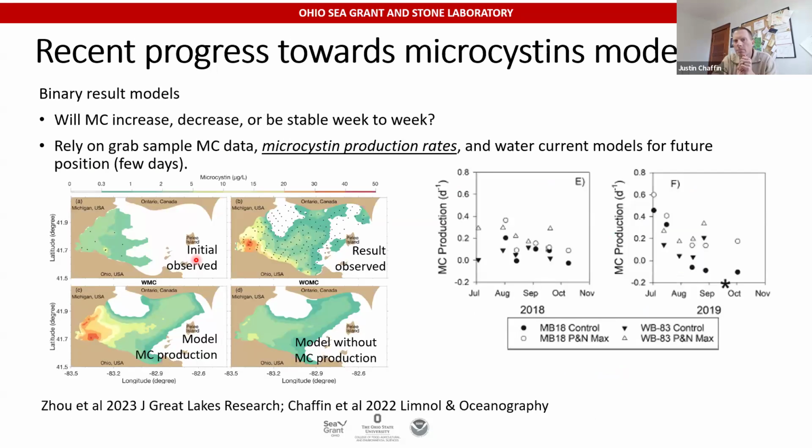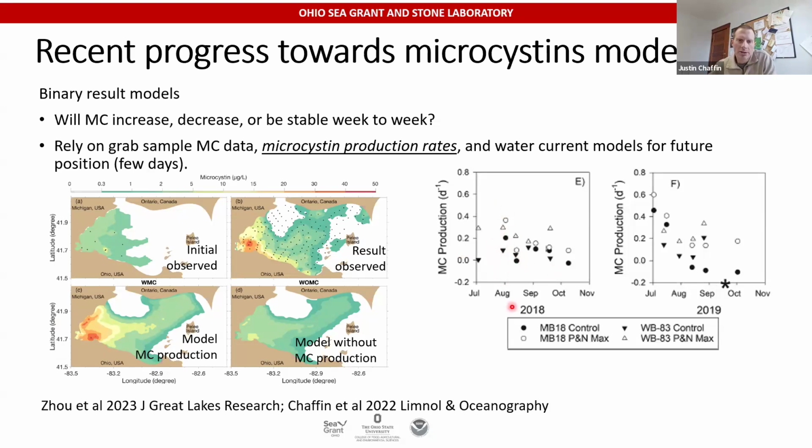Another model asked the question, would microcystins increase or decrease or stay the same week to week? These models rely on microcystin grab sample data. These models rely on microcystin production rates and also the same water current models for future conditions to determine where those toxins are going to be pushed to. And these models show that when you include microcystin production in those models, we can forecast the extremely high concentrations better than models that did not include microcystin production. And so, we're factoring biology into these models.